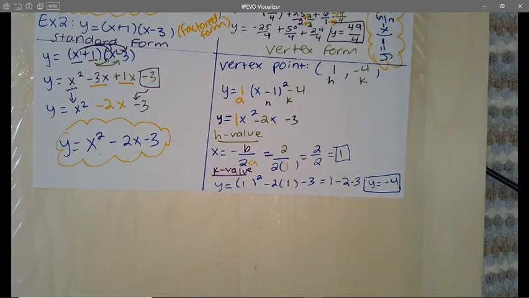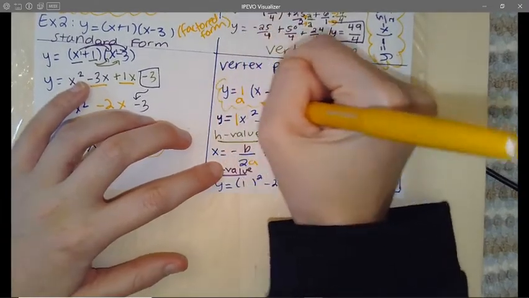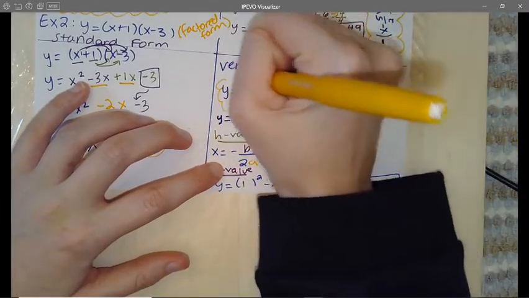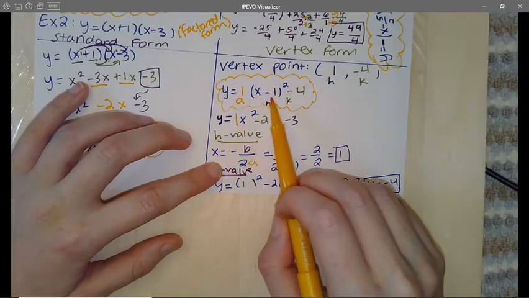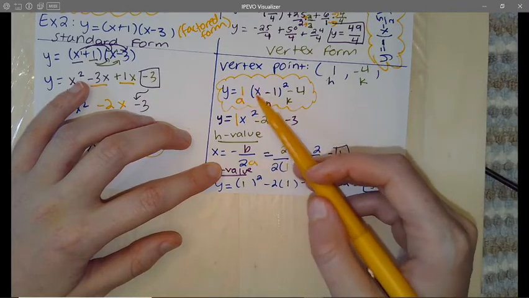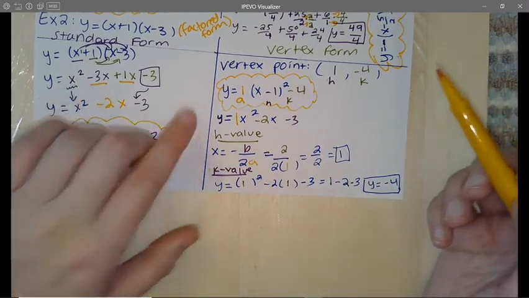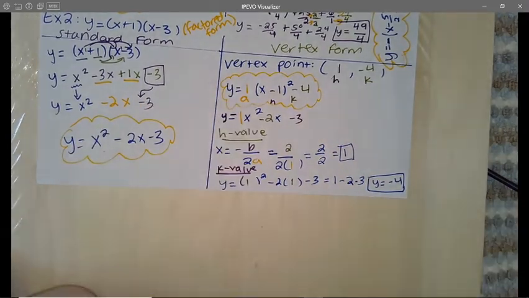So guess what, you guys? Our vertex form of the quadratic equation is, you can either write 1 out in front or you don't need it. It's up to you. Okay, so you could say 1 times x minus 1 squared minus 4, or you could say y equals x minus 1 squared minus 4. So you can either have the 1 or eliminate it. It's up to you.